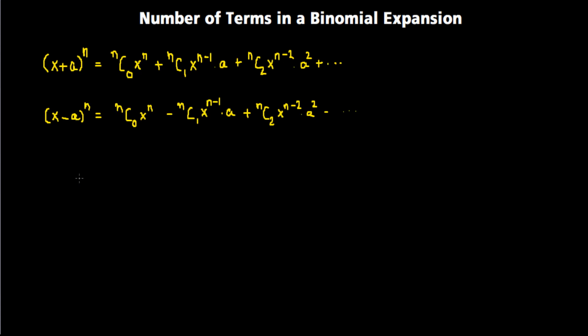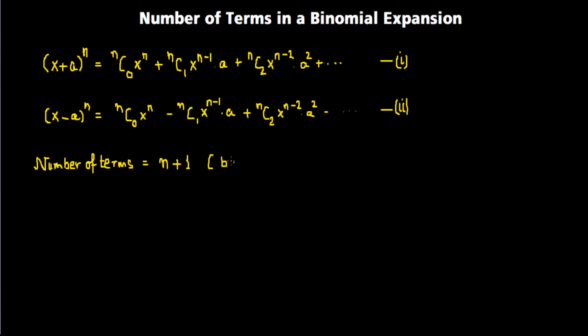Okay. Now the question is, what's the number of terms? Let me rename it. Let me call it equation number 1 and equation number 2. Now, to find out the number of terms, what we simply have to do is take the positive index n and increment it by 1. So that would give us the number of terms. It doesn't matter if n is even or odd.